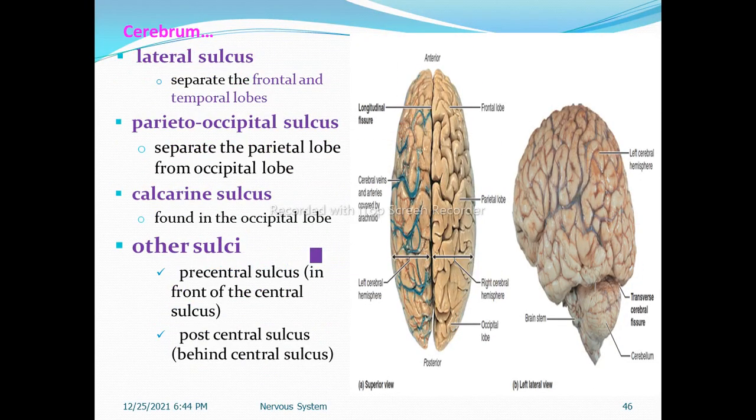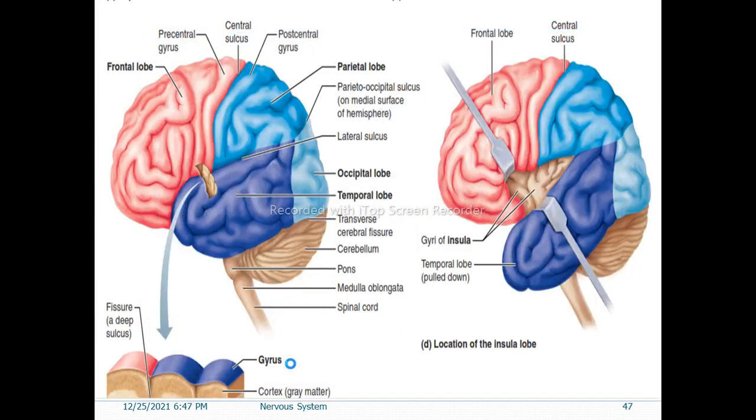Other sulci are the precentral sulcus and postcentral sulcus. Precentral sulcus is in front of the central sulcus. Postcentral sulcus is behind the central sulcus. Let me show you. This is the central sulcus. This is the precentral sulcus. This is the postcentral sulcus.